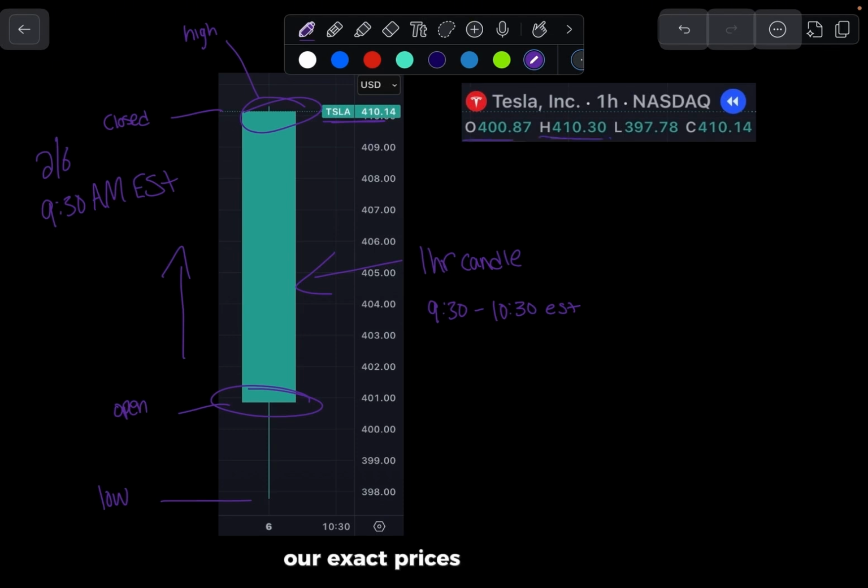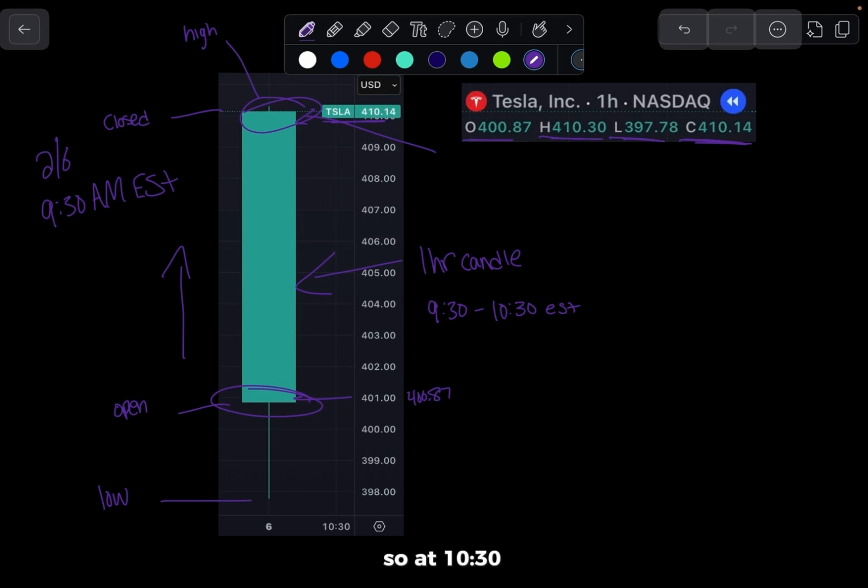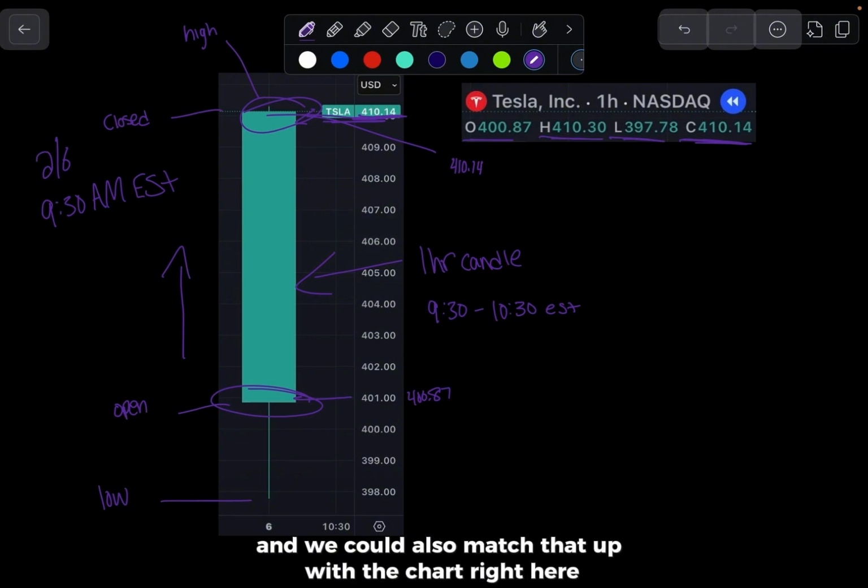Our exact prices are right here, and this is exactly taken from TradingView. Now the open is $400.87. This means the stock actually opened right here, and if you match this, it will end up being 400.87. And then we can see here the close is at 410.14. So at 10:30, we had 410.14, and we could also match that up with the chart right here.